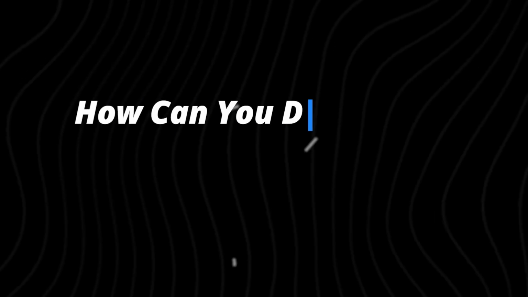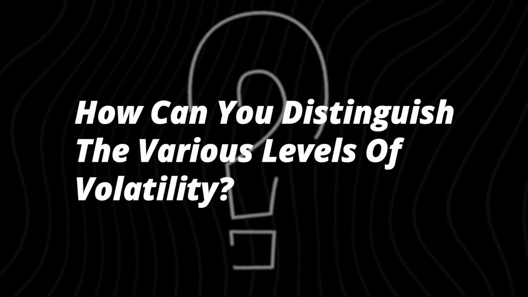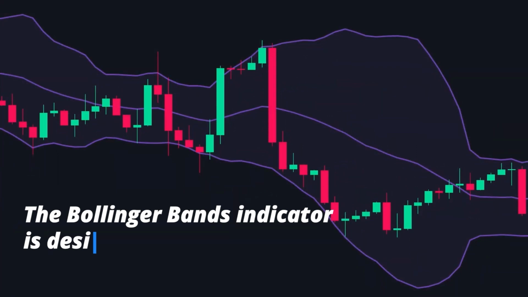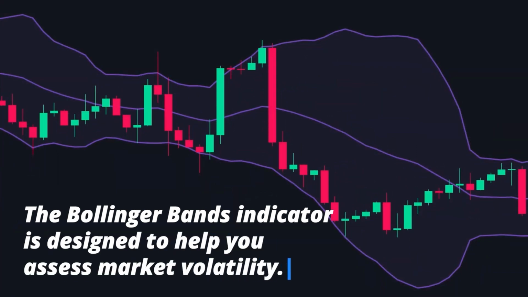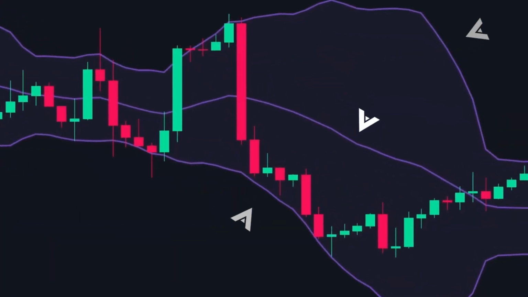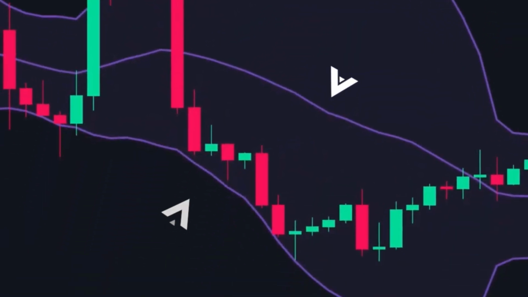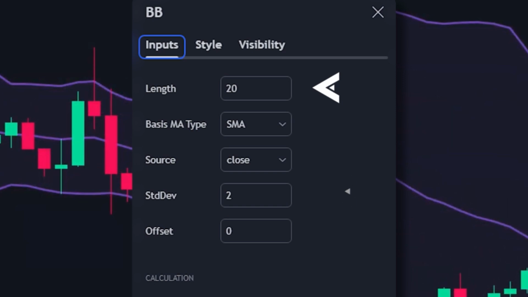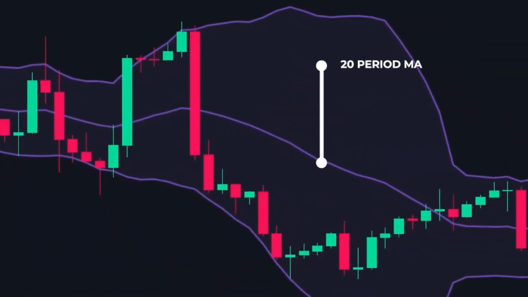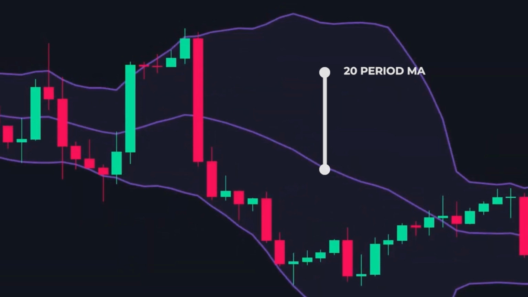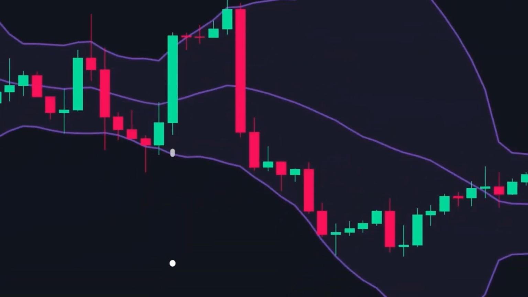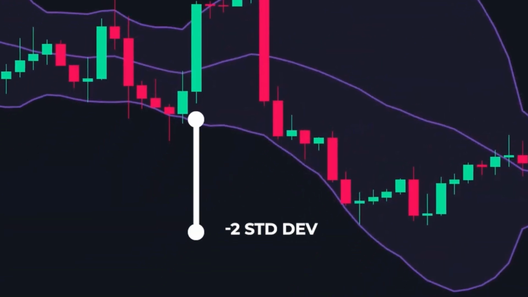So, how can you distinguish the various levels of volatility? This is where Bollinger Bands come into play. The Bollinger Bands indicator is intended to help you evaluate market volatility. It is made up of three lines: the middle, upper, and lower bands. The default parameters are a 20-period moving average with two standard deviations. The middle line shows a basic 20-period moving average. The upper band is computed by adding two standard deviations to the middle line, while the lower band is determined by subtracting two standard deviations from the middle line.